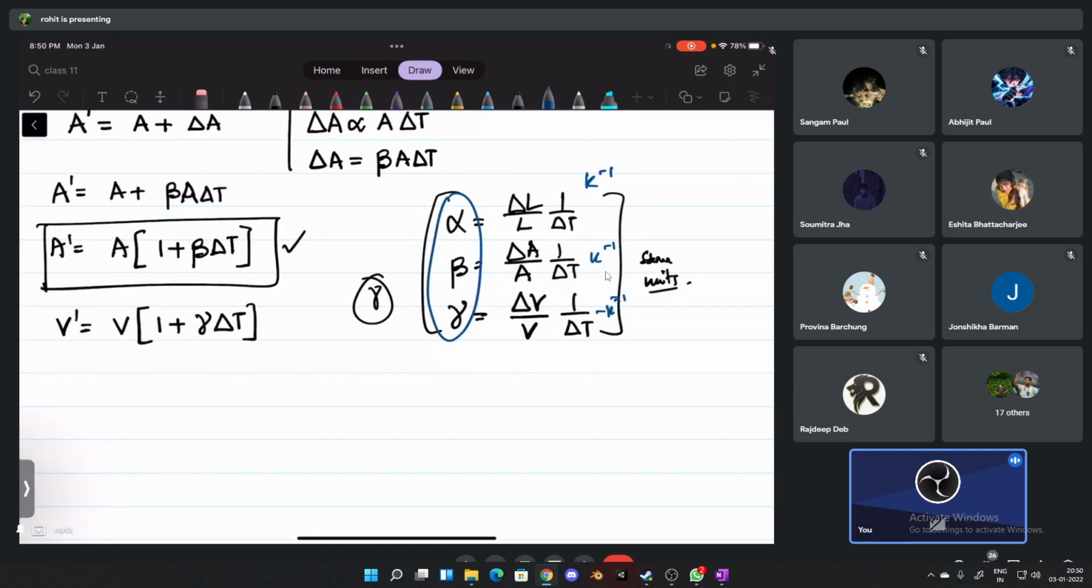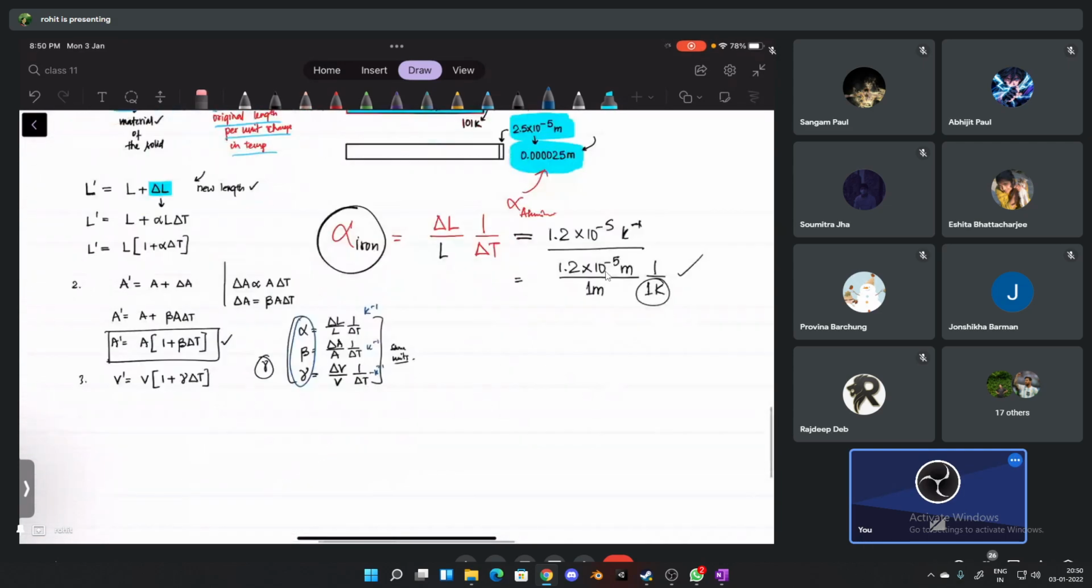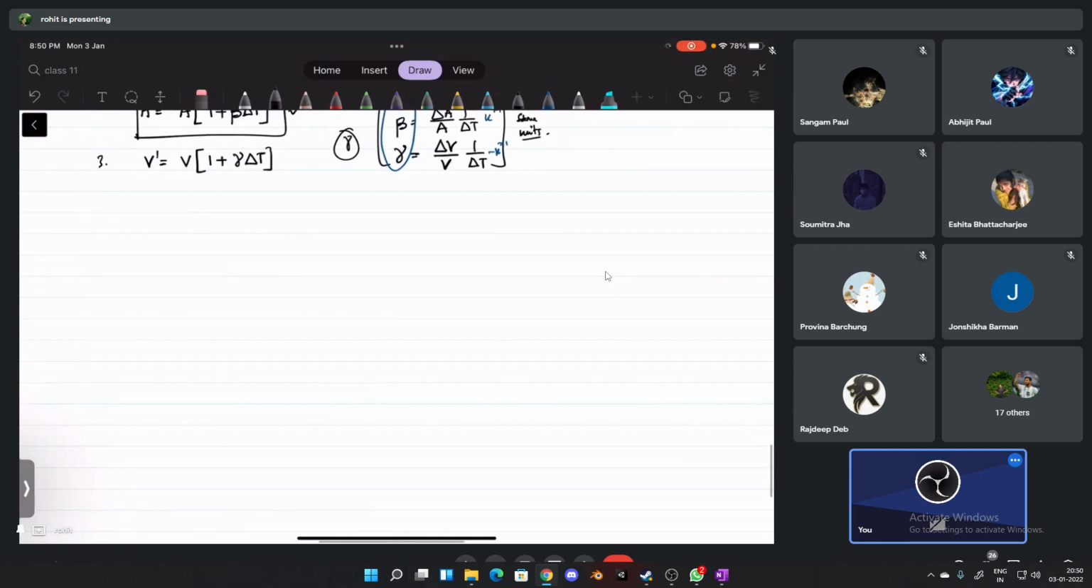What next question they used to ask is this. Obviously numerically they can ask for anything from here, but the next question they may ask you is this. It is found that the ratio alpha is to beta is to gamma is equal to exactly 1 is to 2 is to 3.